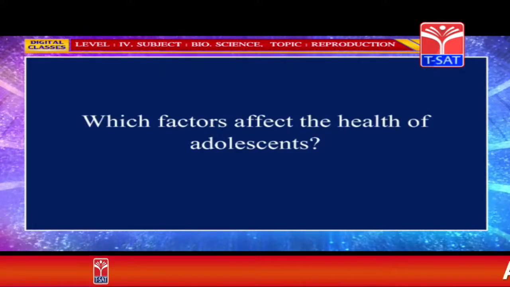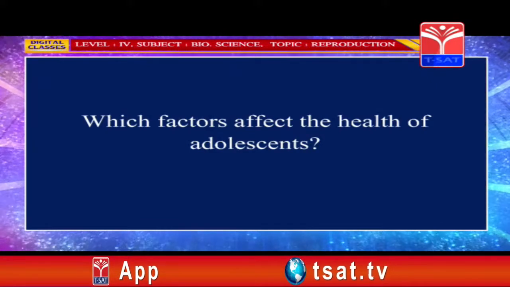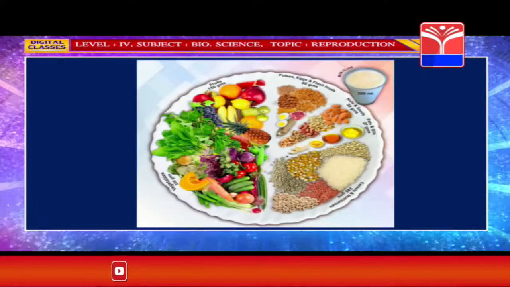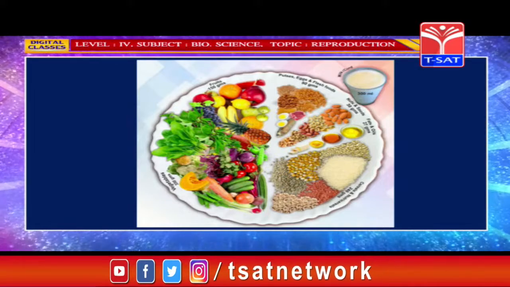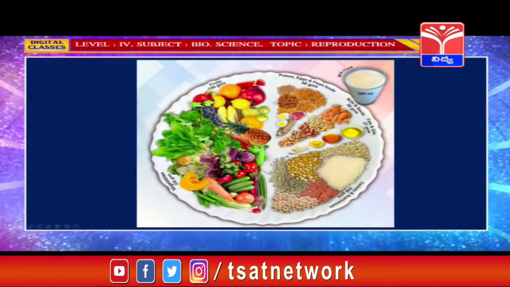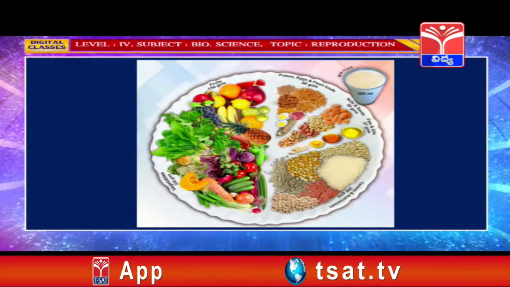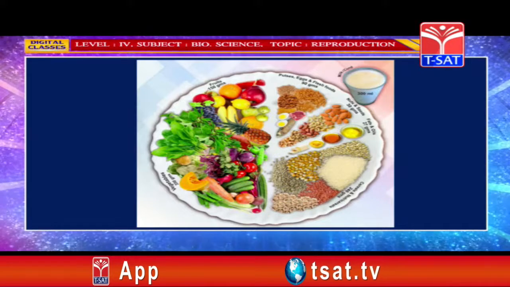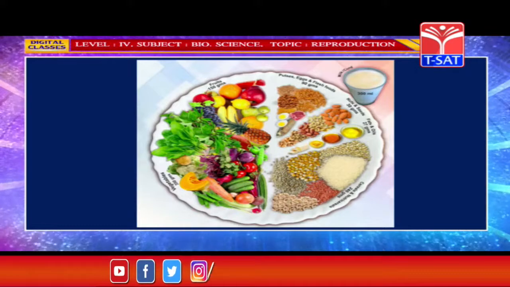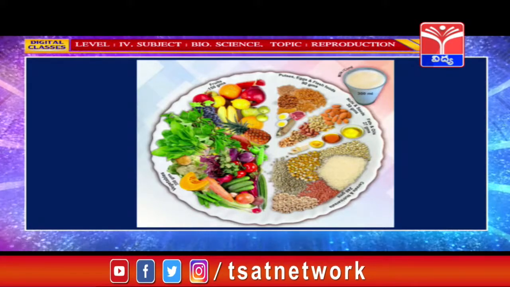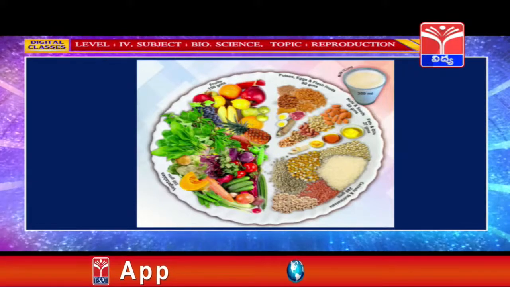Which factors affect the health of adolescents? The health of an adolescent is affected by a balanced diet, hygiene and physical exercise. Balanced diet is very important because their body parts, muscles, bones are growing. So, they need more amount of carbohydrates, proteins and nutrient rich food. If they tend to eat only junk food, it may lead to ulcers, obesity, hypertension and diabetes. Excess production of oil in the body may lead to skin problems also.